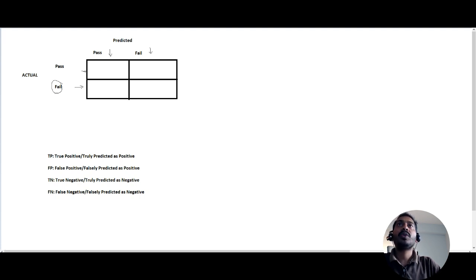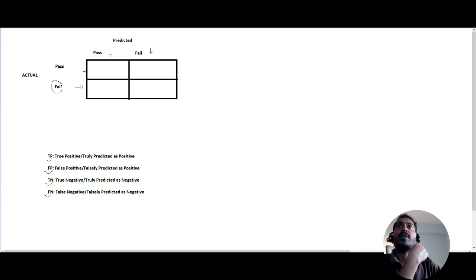So how to write the values? Before going through, there are a few values which are considered: true positive, TP. Here mention TP. The second one is false positive, FP, then true negative, TN, and false negative, FN. So these are nothing but true positive, false positive, true negative, and false negative. All right.